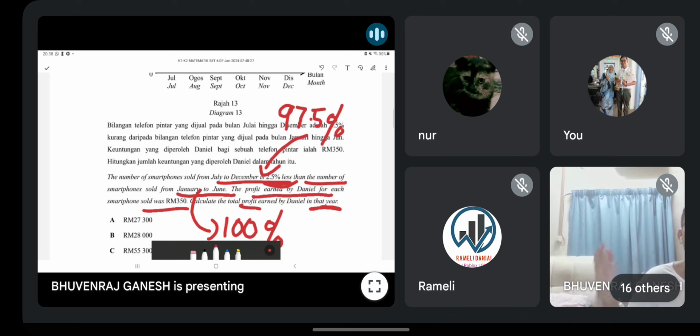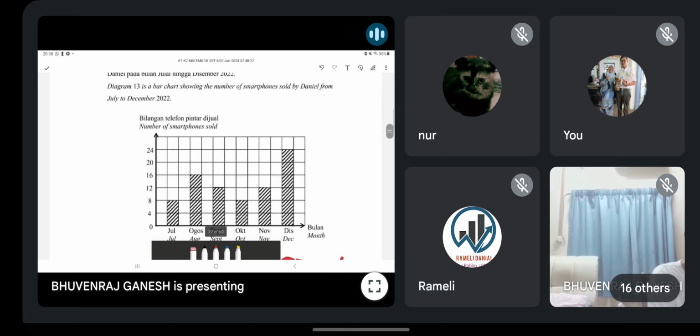So you must know what, guys. Kamu kena tahu bilangan telefon yang ada lah, baru kamu boleh kira profit dia. Okay? So now, you have to refer to the bar chart. Okay? So you must analyze lah.